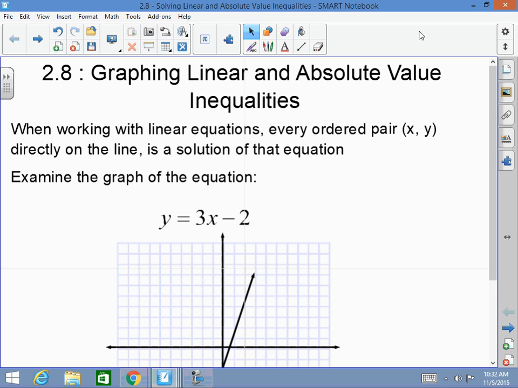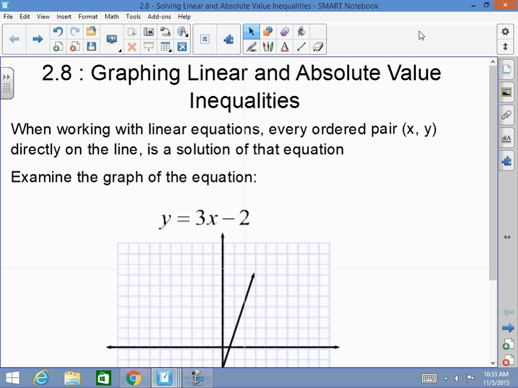Welcome back to Mr. Morrow's Algebra 2 class. Today we're going to be wrapping Chapter 2 up, and we're going to end on a pretty good and easy note of graphing linear and absolute value inequalities. The good news is that we have already learned how to graph linear equations, and we've already learned how to graph absolute value equations. Today we're going to learn how to graph linear inequalities and absolute value inequalities.